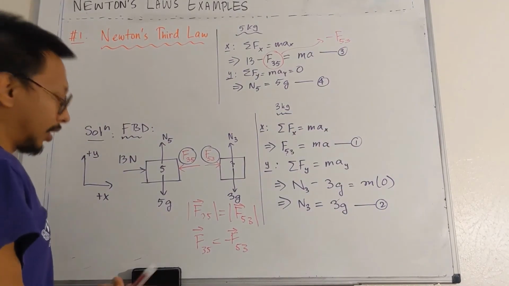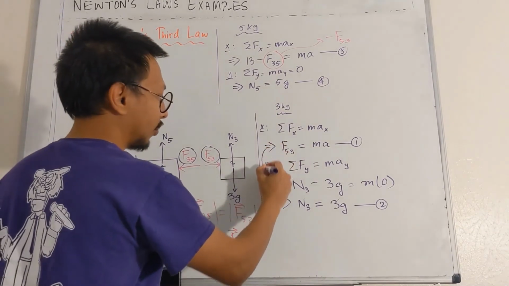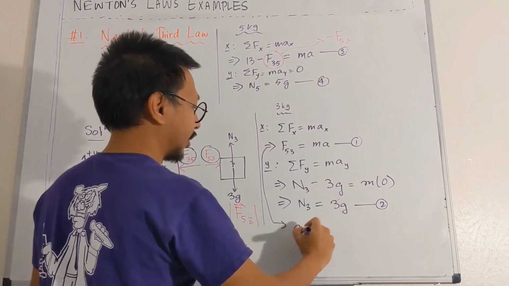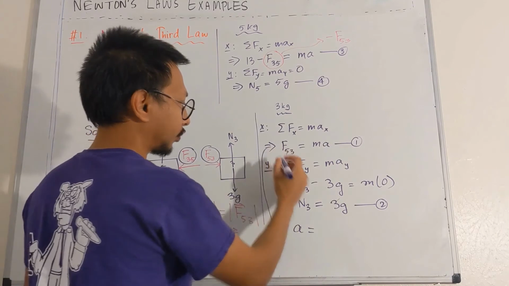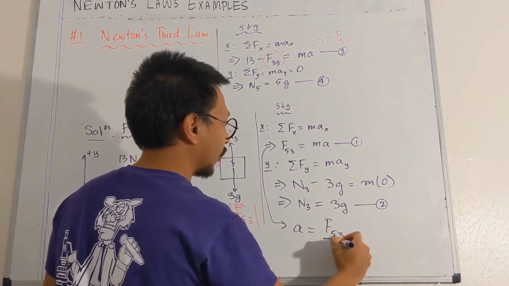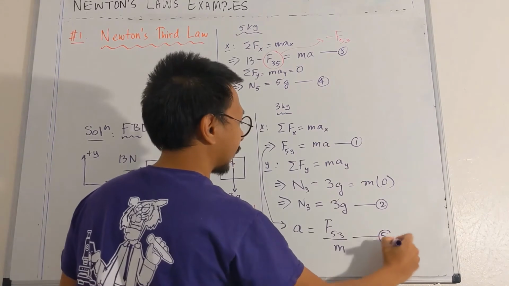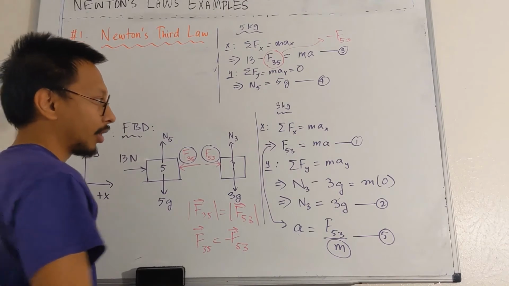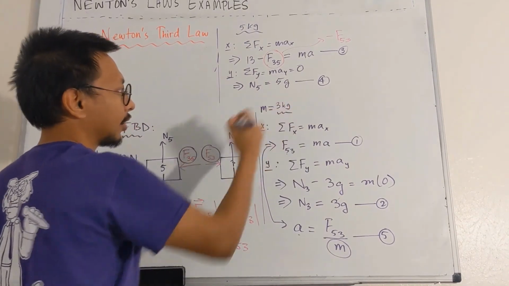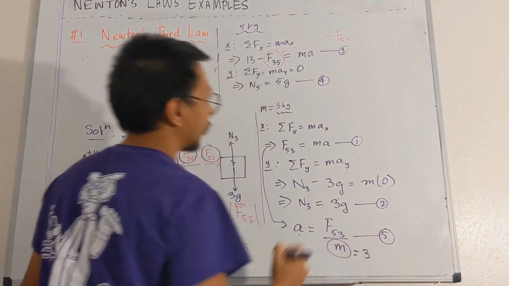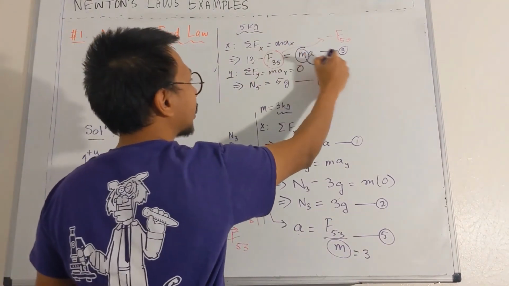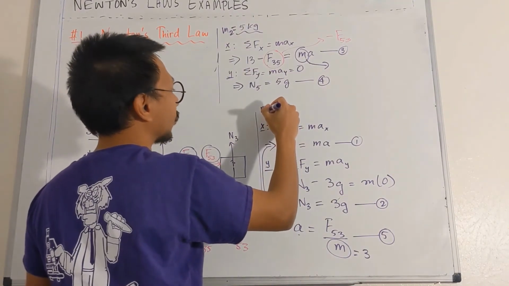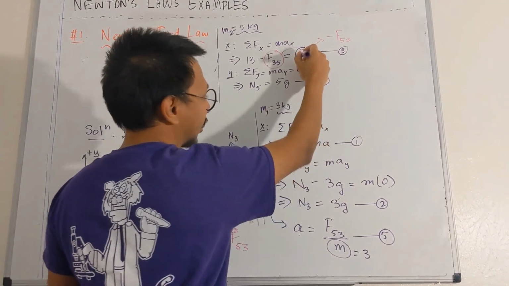What does that do for us? Well, that helps us a lot, because we know from equation 1 that solving for a gives me a is equal to F53 over M. Let's call this equation 5. But look at M. What is M now? This is for the 3 kilogram box, so M is 3 kilograms. And what is this M? This M is actually 5. So this is M2, this is M1, it doesn't matter. This is actually a different M than this, right?